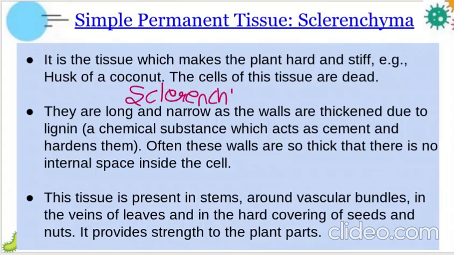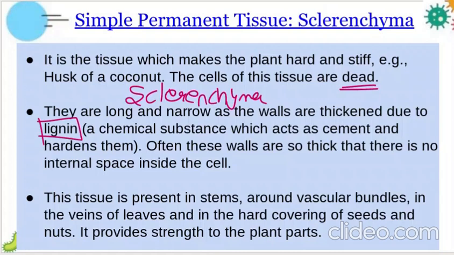Okay, sclerenchyma is the tissue which is dead. It is a dead tissue, and the main function is to provide protection. They are long and narrow cells, as the walls are thickened. The walls are thickened due to lignin. They have a lignified cell wall. The cell wall is made up of lignin. That is a chemical substance which acts like cement. Okay, a cement, what does it do? It hardens and makes it tough. Correct. So similarly, lignin is present in sclerenchymal cells to make them tough and rigid.